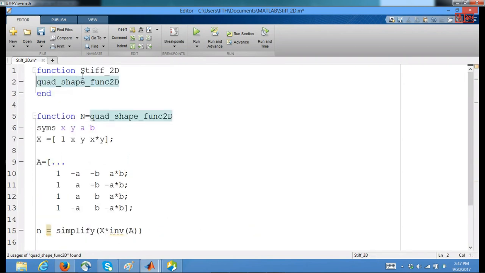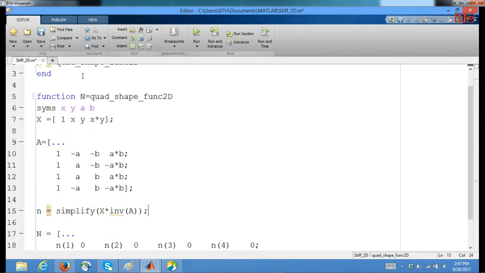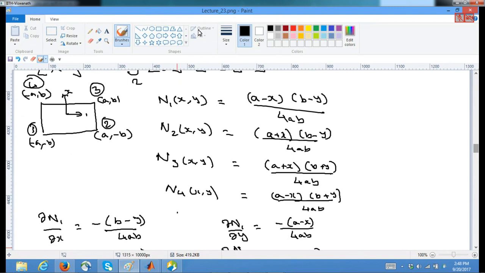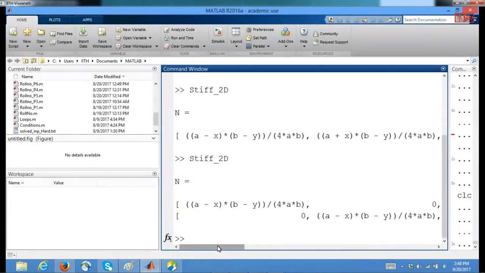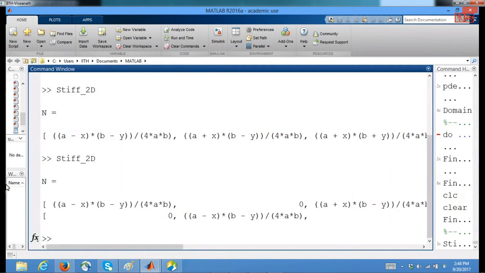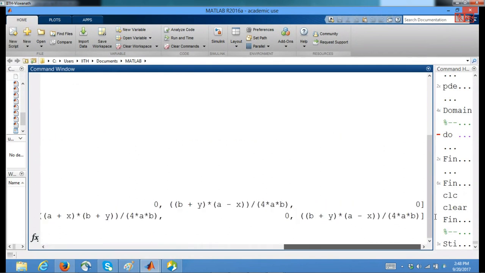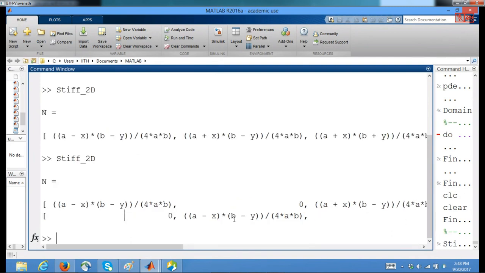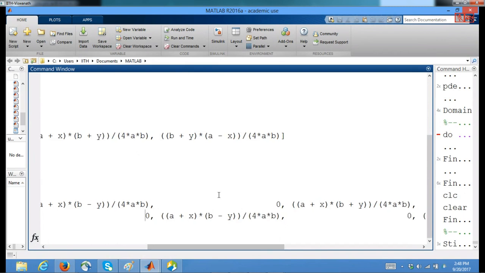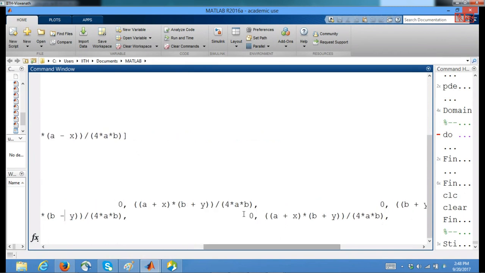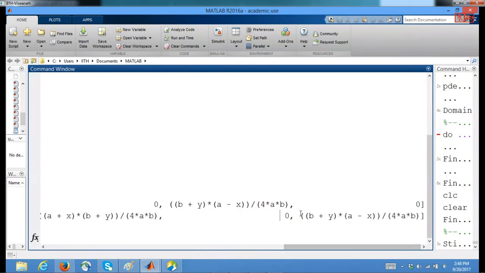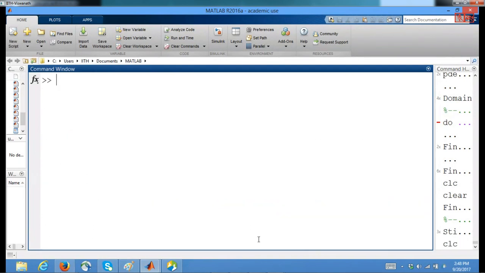So I will call this as, as I said earlier, this is capital N. As we discussed, this is n1 0, n2 0, n3 0, n4 0 on the first row, and the second row 0, n1 0, n2 0, n3 and 0, n4 on the second row. Okay, so our n has been done.